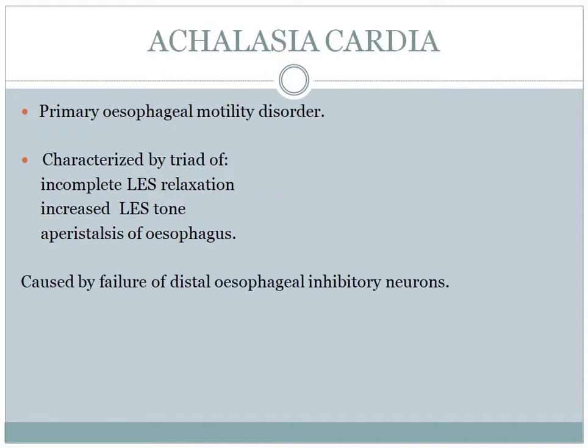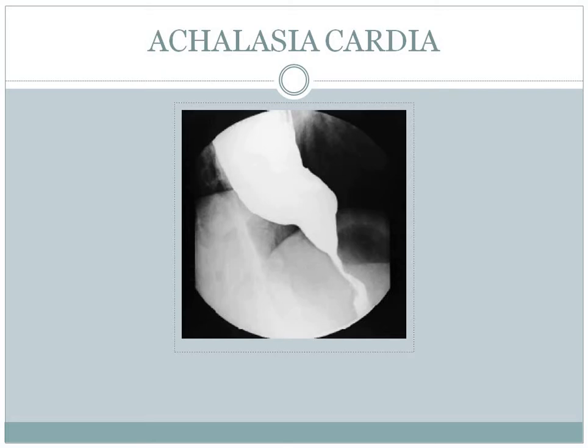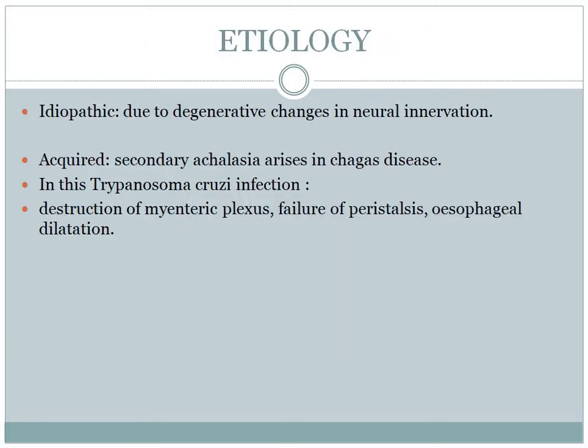Now, achalasia cardia is a primary esophageal motility disorder characterized by the triad of incomplete lower esophageal sphincter relaxation, increased lower esophageal sphincter tone, and aperistalsis of the esophagus. It is caused by the failure of the distal esophageal inhibitory neurons. Here we can see the bird beak appearance or the rat tail. The etiology is idiopathic due to degenerative changes in the neural innervation. Acquired secondary achalasia arises in Chagas disease. In this, the Trypanosoma cruzi infection causes destruction of the myenteric plexus, failure of peristalsis, and esophageal dilatation.